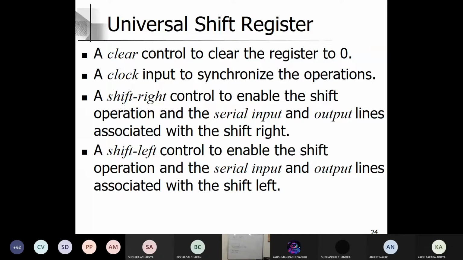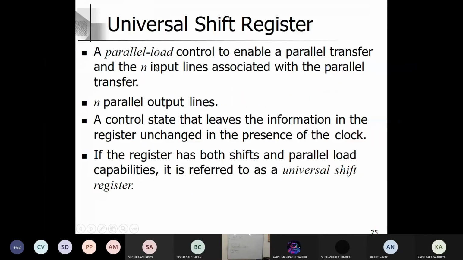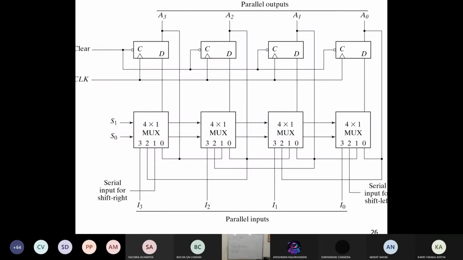Right? Now, just a second. I will now try to tell another one. Parallel load control, then parallel output lines. I will not try to explain anything here. Now I'll just show a diagram.